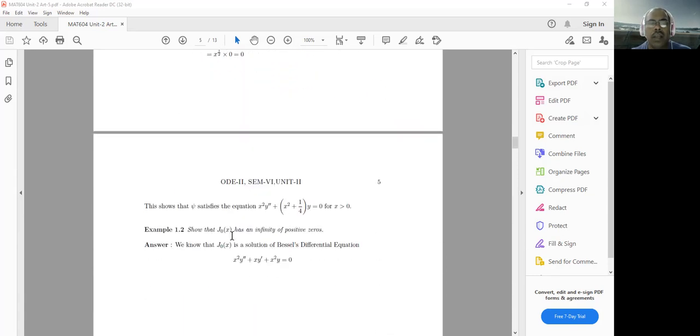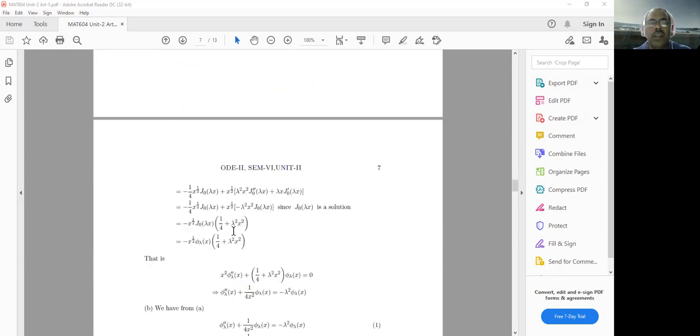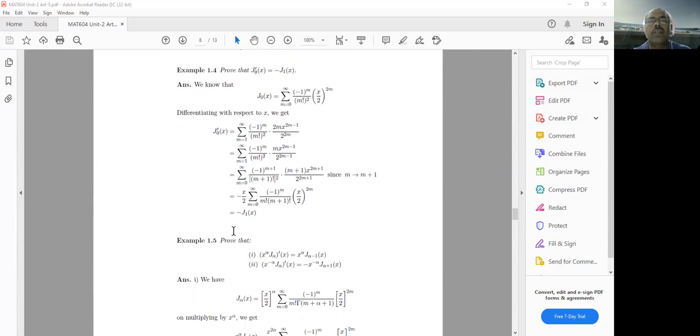So with this background, now we can see the example. The example is like this. We have to prove that the derivative of this Bessel function of order 0 of the first kind is the same as minus the Bessel function of order 1. Bessel function of order 1 means here we take alpha equal to 1.